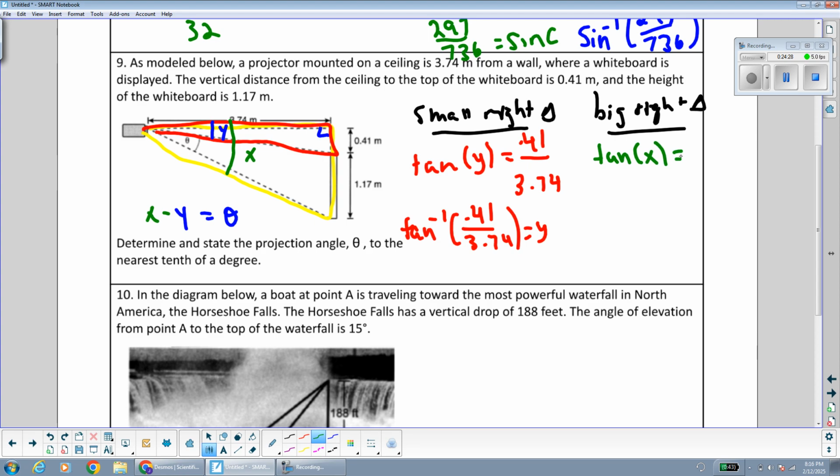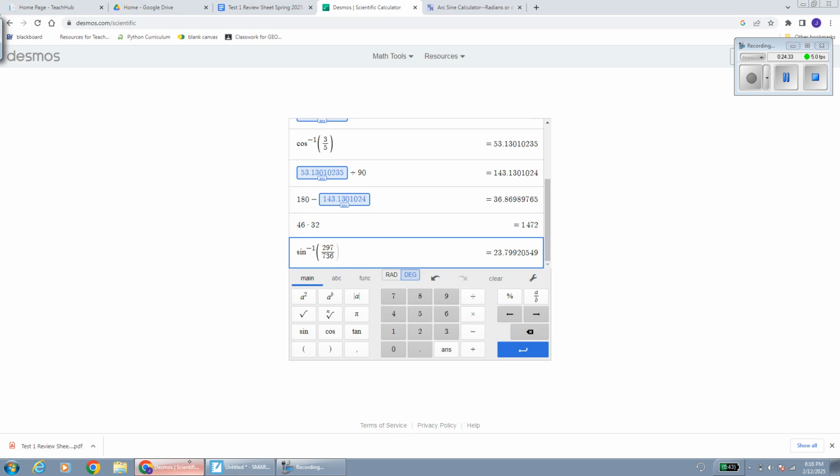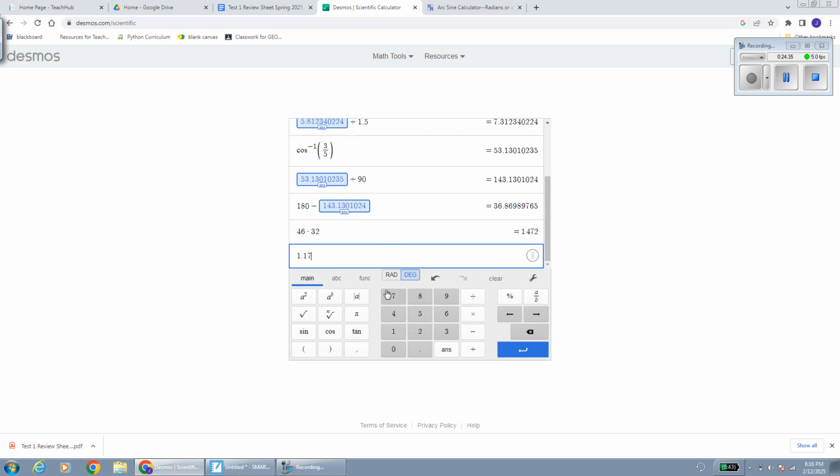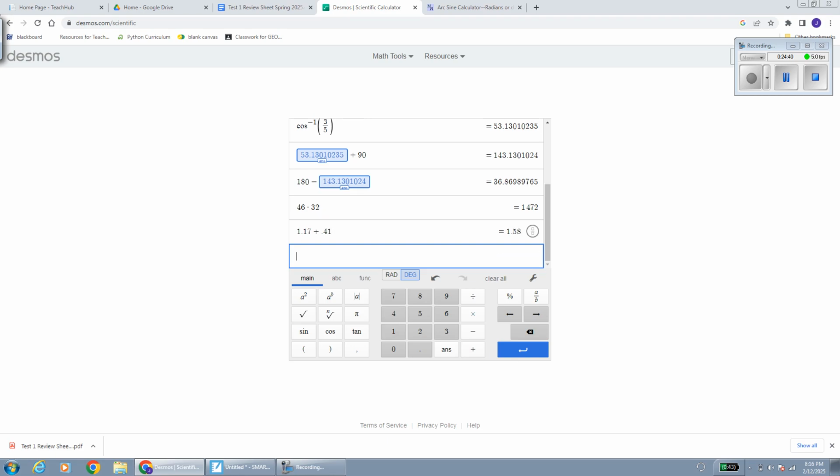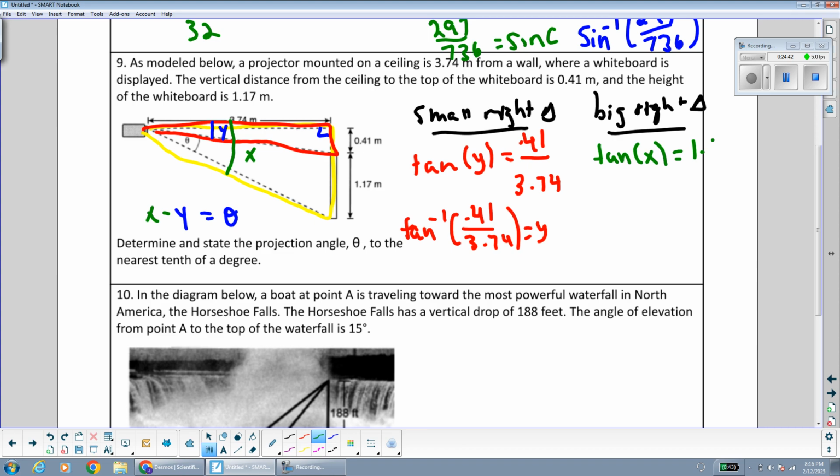Okay, and 1.17 plus 0.41 is 1.58, because we need the whole side, over 3.74. So then to find the angle, we just need to take the inverse of the ratio. And then we could just do x minus y.